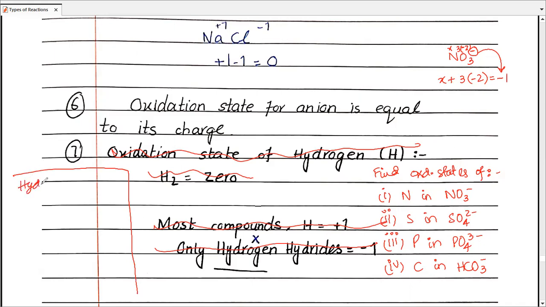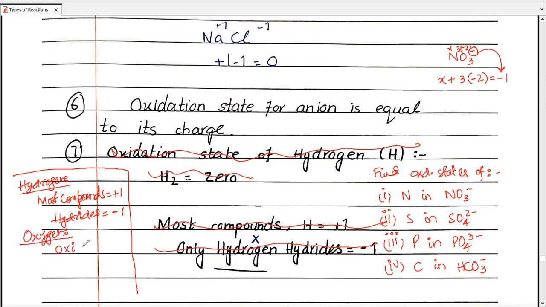So, hydrogen. In most compounds, the oxidation state of hydrogen would be +1. Only in the case of hydrides, when their name is mentioned as hydrides, the state of hydrogen would be -1.